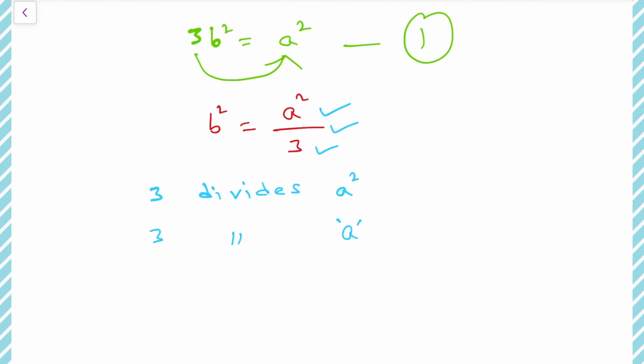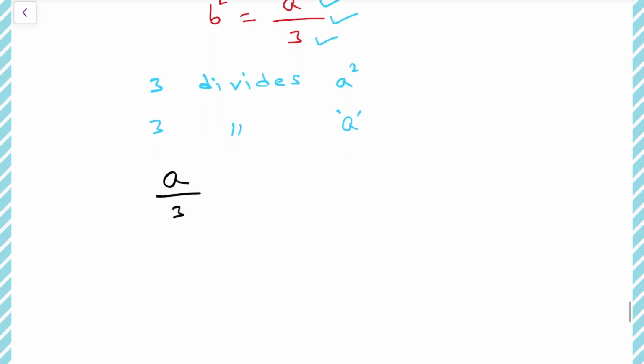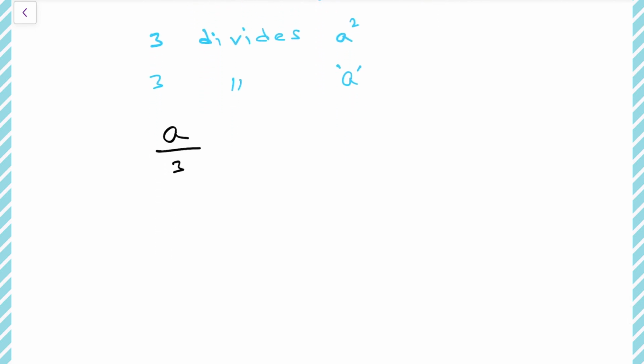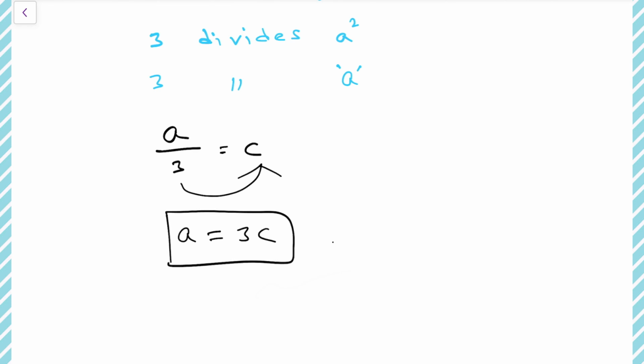3 divides a. That can be written as a by 3. So if 3 divides a, then definitely it gives some answer, right? That answer I am making equal to some constant c, because we don't know that answer, right? That answer I am equating to some constant c. Now take this 3 to the right side, then we will get a equals 3c. This is equation number 2.